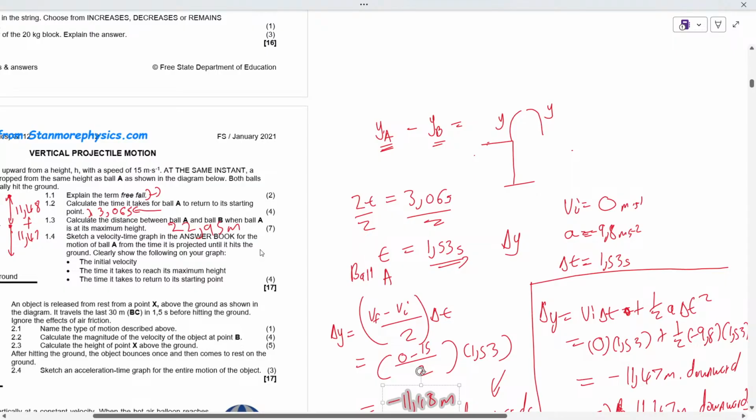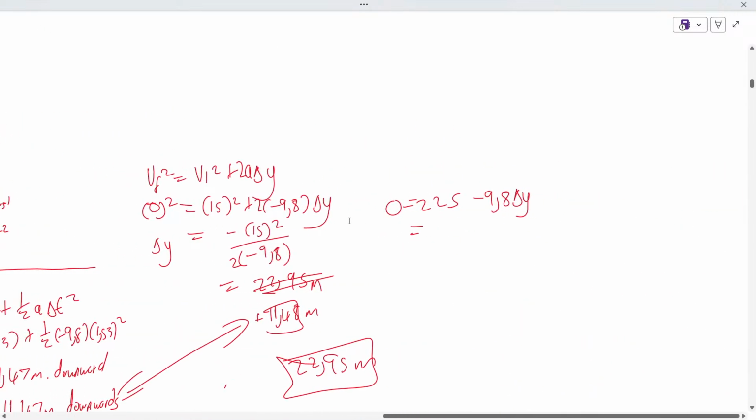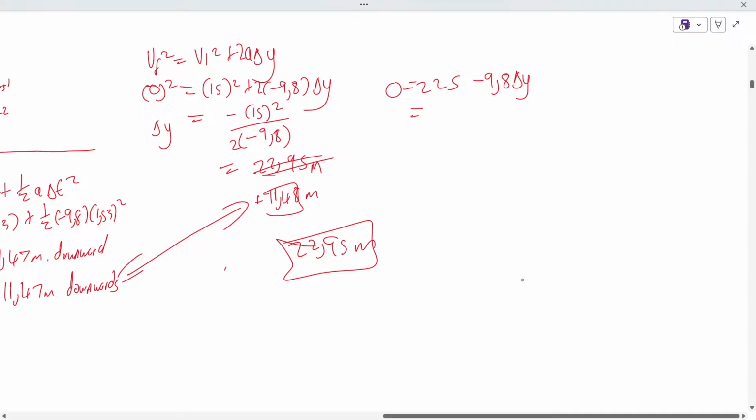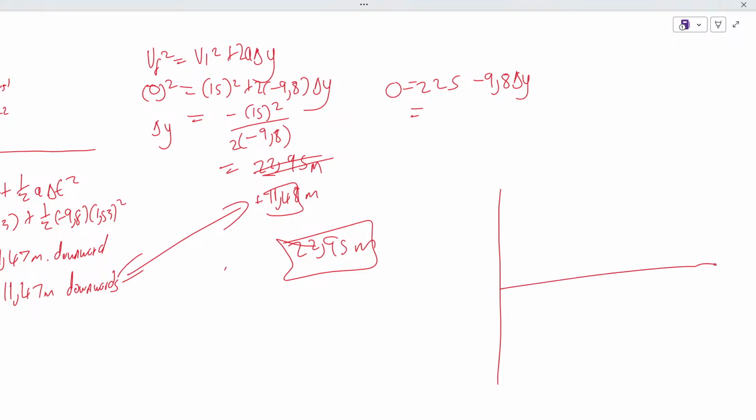So we are considering the motion of ball A, the time it takes to reach the maximum height and the time it takes to return to its initial position. So let's just have a velocity time graph like this maybe. Then we must name our graph. Direction up is positive. This side will be velocity, and this side will be time.